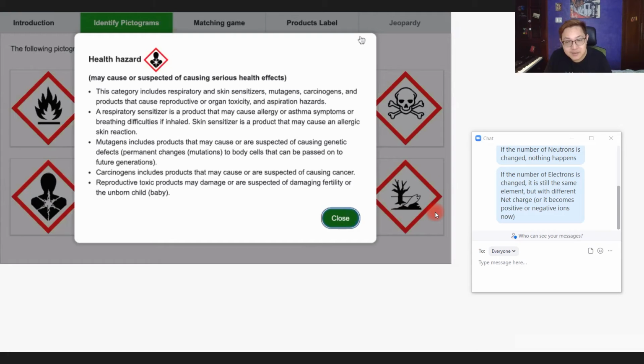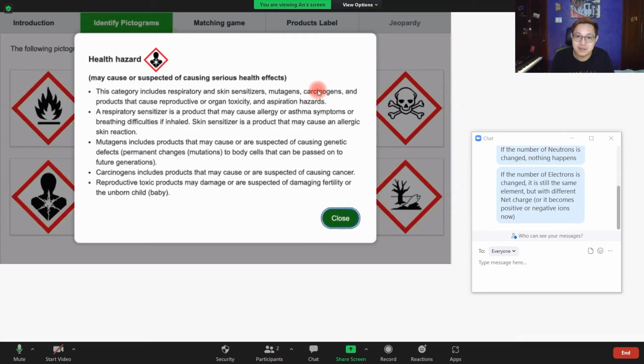Do you know what mutagen means? It's like evolving with chemicals. Muta means mutation, and gen means to make. It can cause mutation of the genes. Carcino means cancer. It can cause cancer. Yeah, carcinogens.